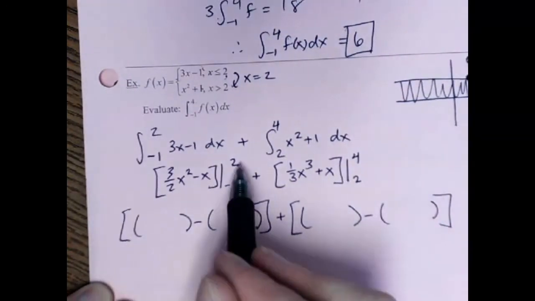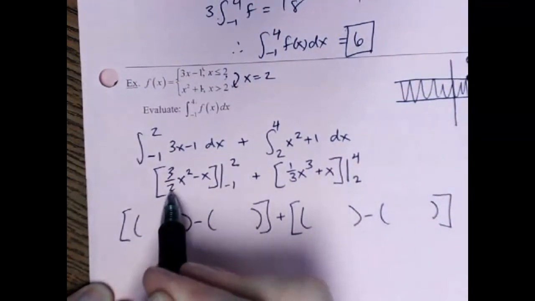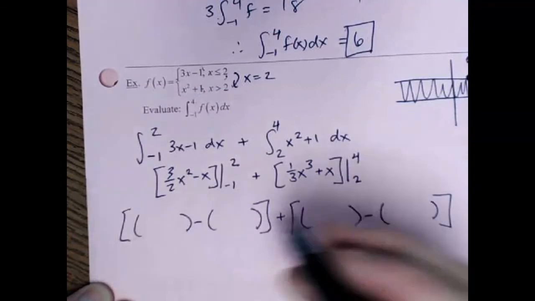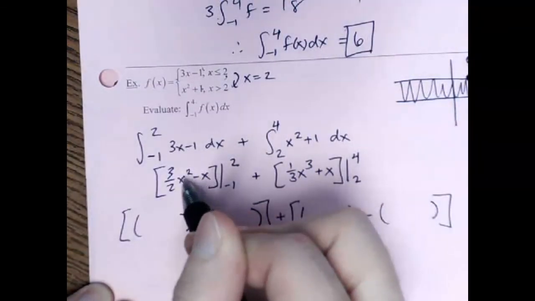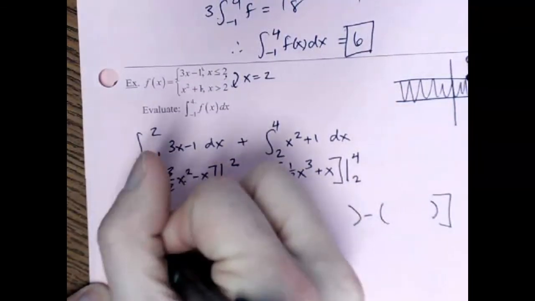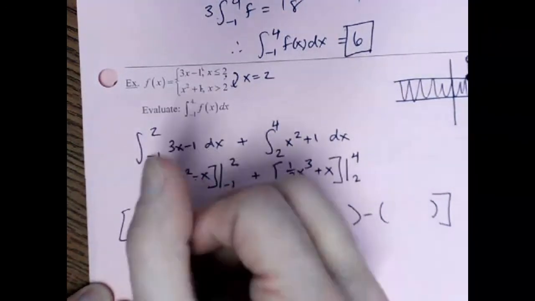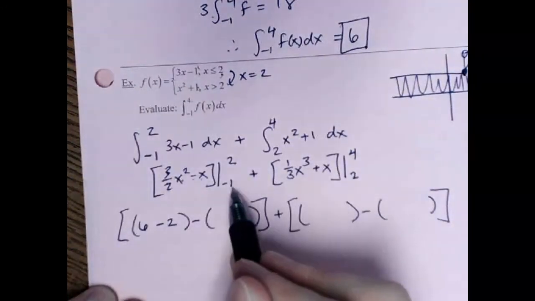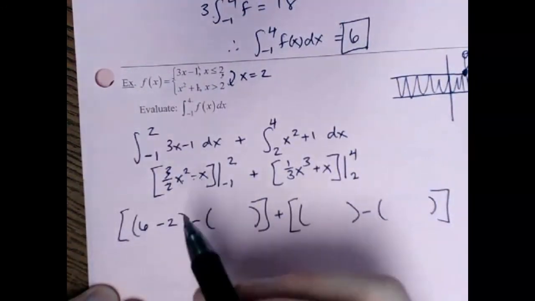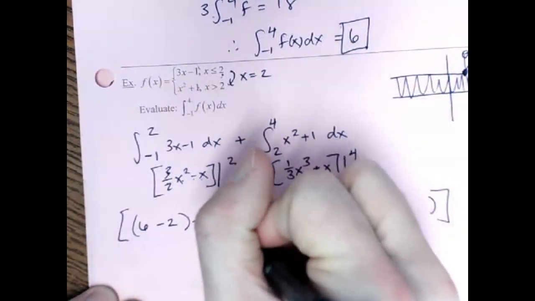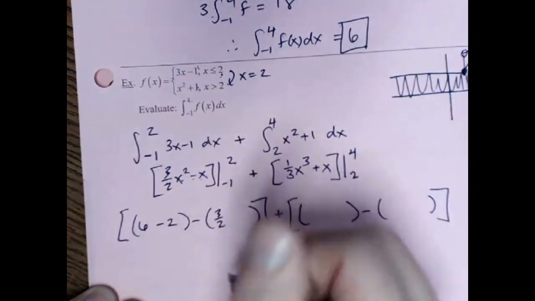Let's plug in 2. So we've got 3/2, 2 squared. Let's see, 2 squared would be 4. 4 times 3 would be 12. 12 divided by 2 would be 6. And then minus 2. Now let's plug in the -1. -1 squared would be 1. So that's just going to be 3/2 and then minus -1, so plus 1.